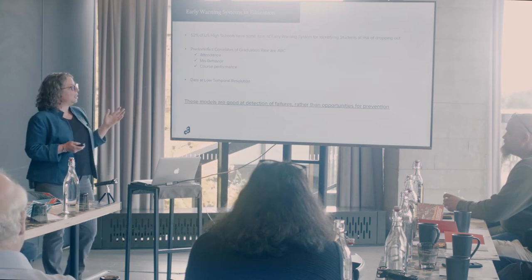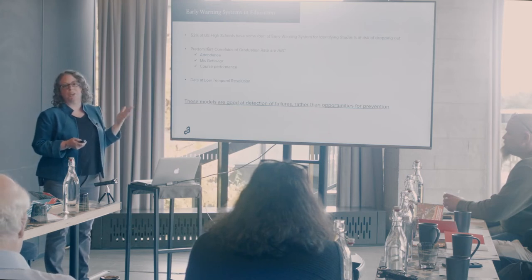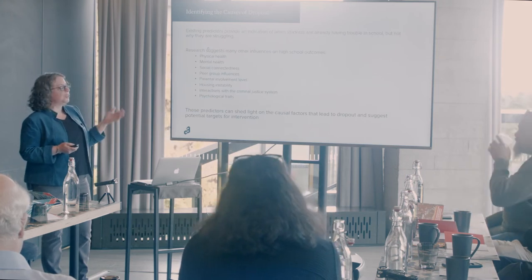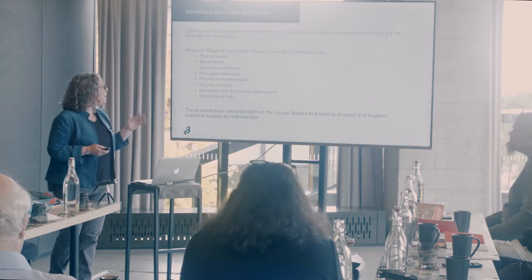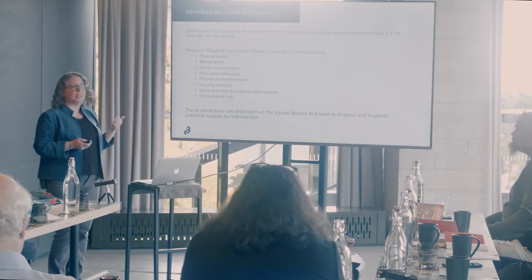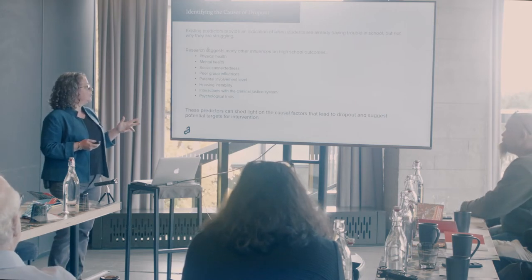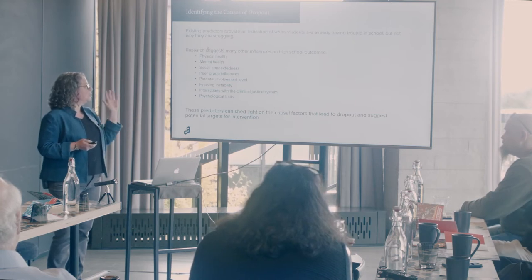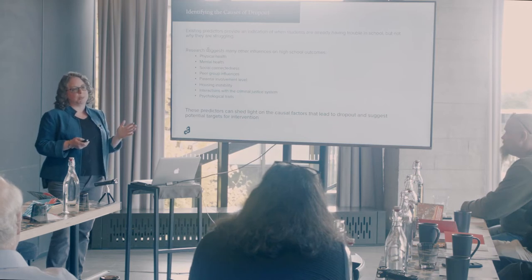And so I want to argue that these are the wrong ways to model how you would find early warnings. We know that there is a whole host of other predictors of dropout. On high school outcomes, we know that physical health and mental health, social connectedness, peer group influences, parental involvement, housing instability, interactions with the criminal justice system, and psychological traits matter. There are many, many reasons why kids have trouble completing high school, and they are different for different kids.